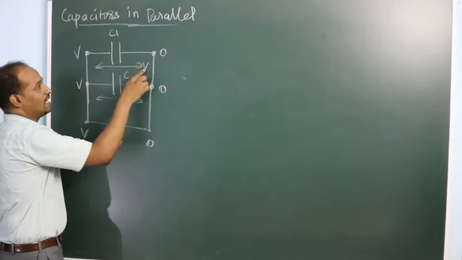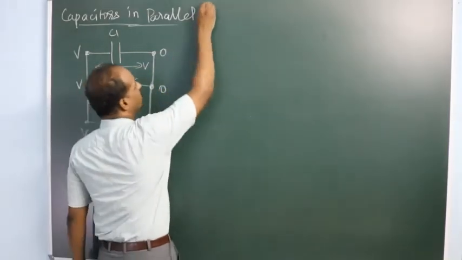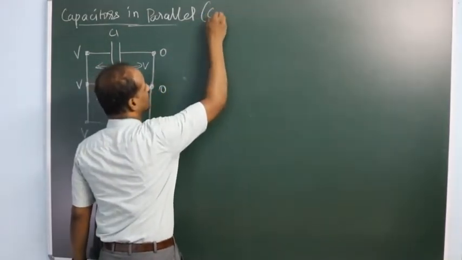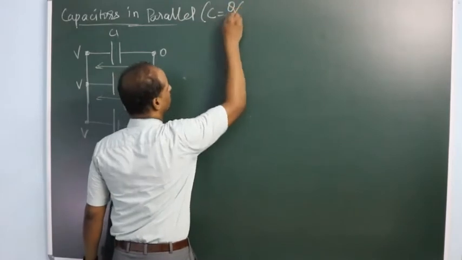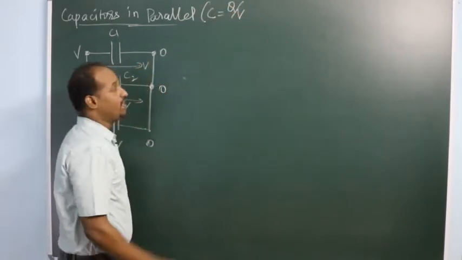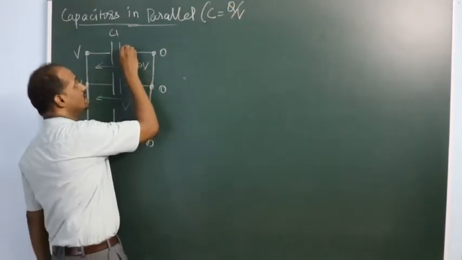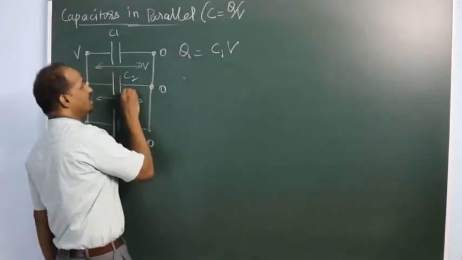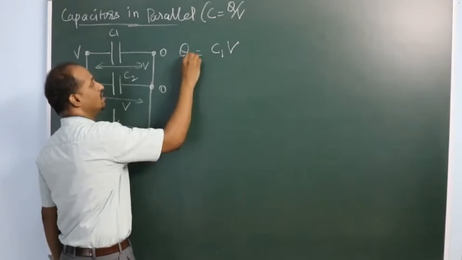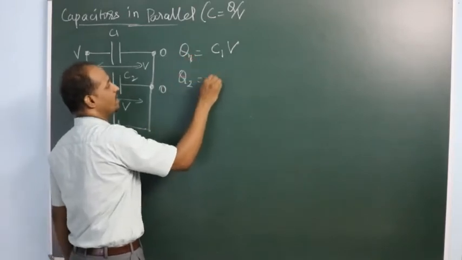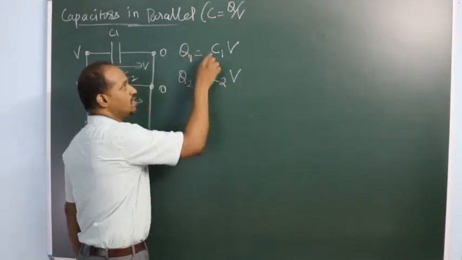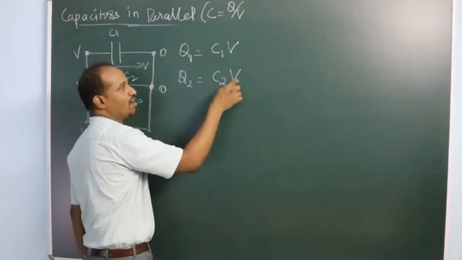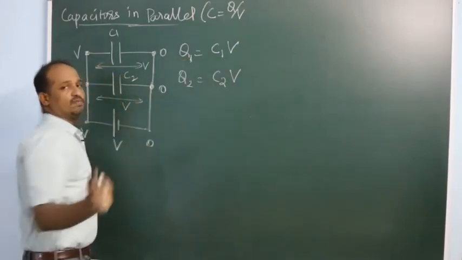Then for the first capacitor, this is C1 and this is V. We know that for any capacitor, C is equal to the ratio of Q by V. Then for this capacitor, Q will be equal to C1V. The charge on the second capacitance will be equal to C2 into V. C1, C2 are different, V is the same, then Q1, Q2 must be different.